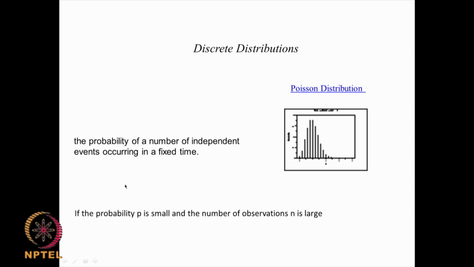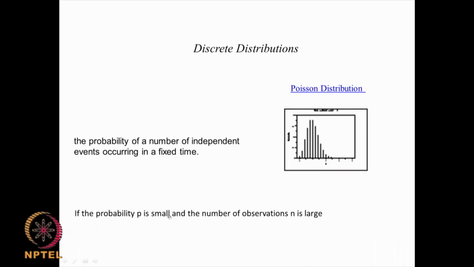So, we have the probability of a number of independent events occurring in a fixed time. Okay. So, the probability of a particular event occurring in a fixed time. For example, number of car accidents that is happening in a metro city in India in the past 1 month, or number of infant deaths in India in the past 1 year, and so on. So, we are talking about, based on a large number of data, we are trying to find out the events actually. So, the probability p will be very small, whereas the number of observations will be very large.